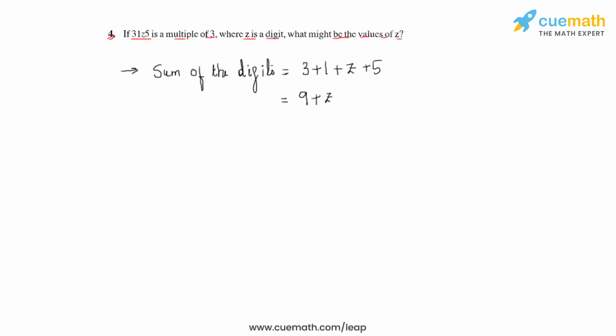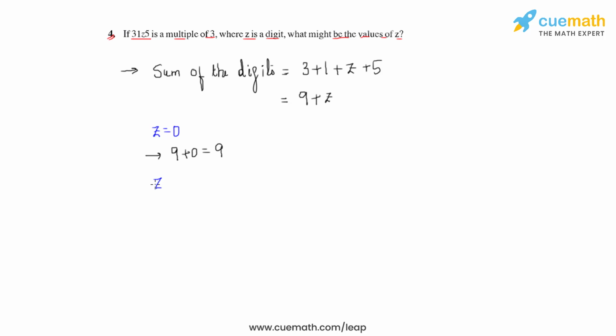Again, we are going to assign different values to z such that the sum would always be divisible by 3. Now for that to happen, let us first consider the first value of z. If we assign z to be a 0, this will result in the sum to be 9 plus 0 equals 9. Hence this sum is divisible by 3. So definitely 0 is a valid value of z.